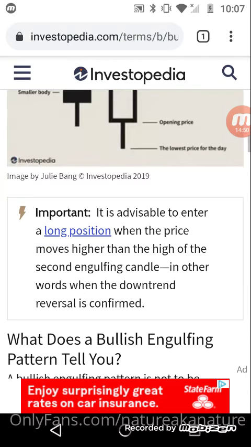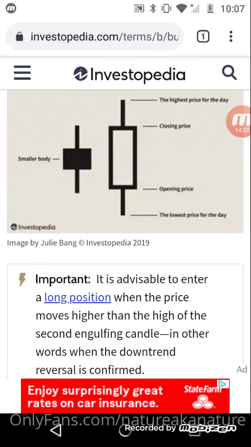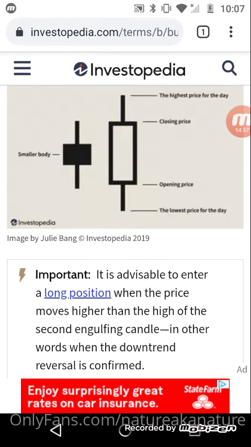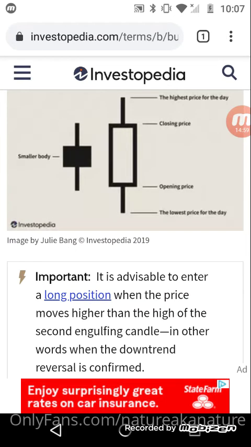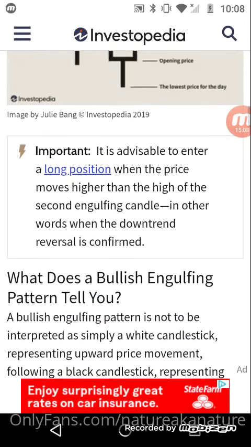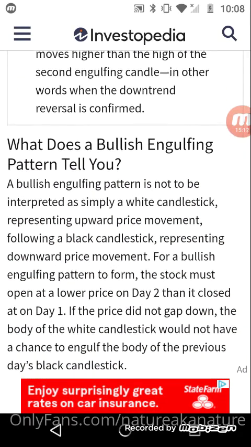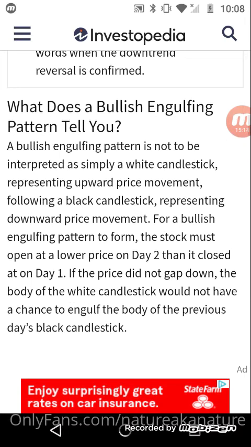What we're going to do next is the bearish engulfing pattern, all in the same video. What does a bullish engulfing pattern tell you? A bullish engulfing pattern is not to be interpreted as a simple white or green candlestick representing an upward price movement followed by a black candlestick representing a downward price movement.